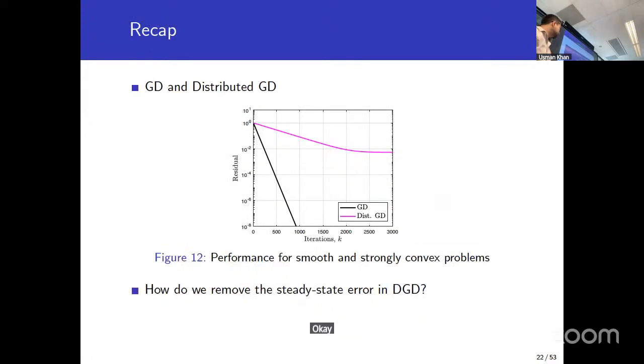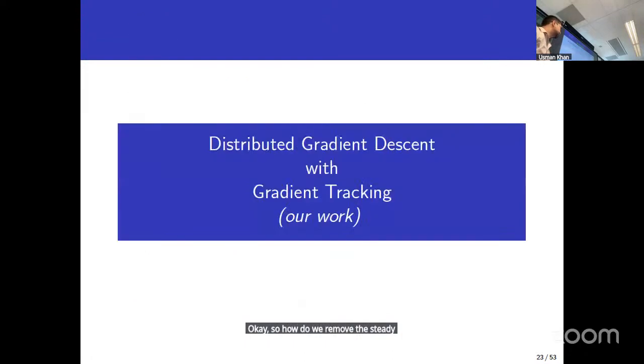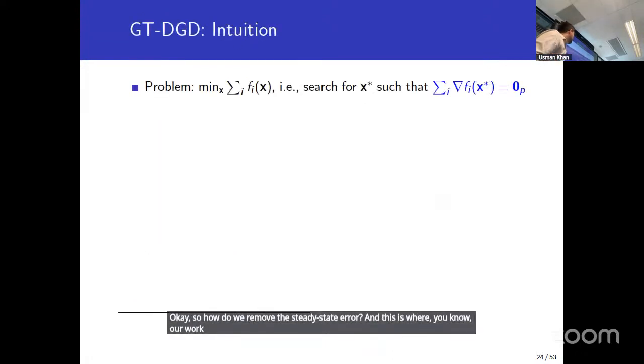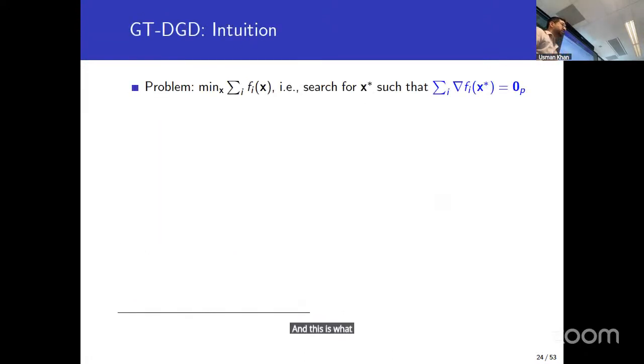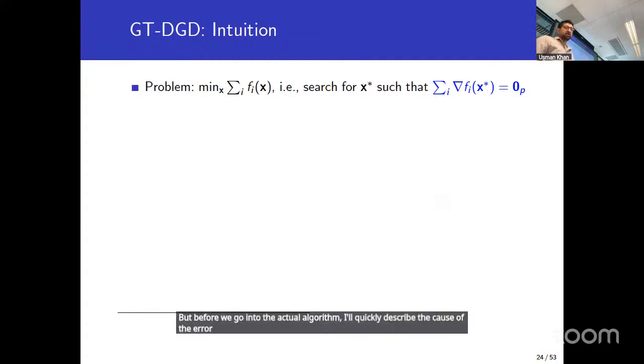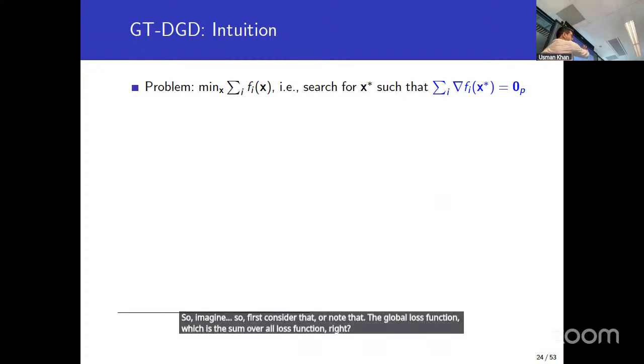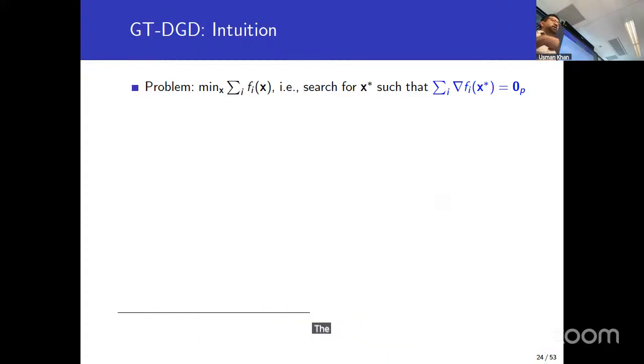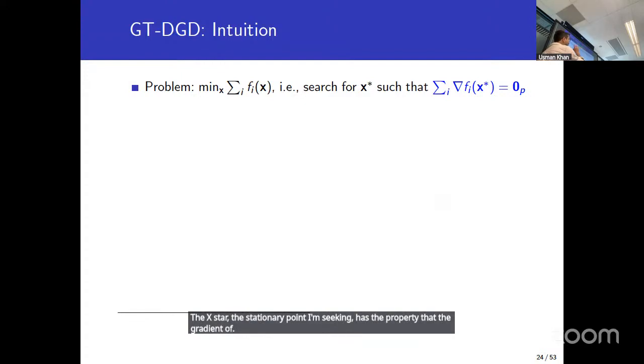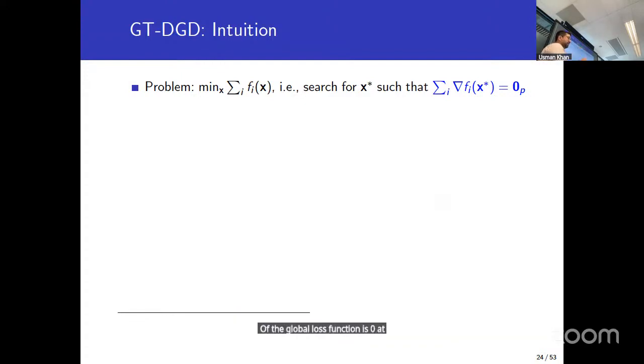Okay, so how do we remove the steady state error? This is where our work kicks in, and this is what we do with the help of what we call gradient tracking. But before we go into the actual algorithm, I'll quickly describe the cause of the error. First, note that for the global loss function, which is the sum over all loss functions, the stationary point I'm seeking, x star, has the property that the gradient of the global loss function is 0 at x star.